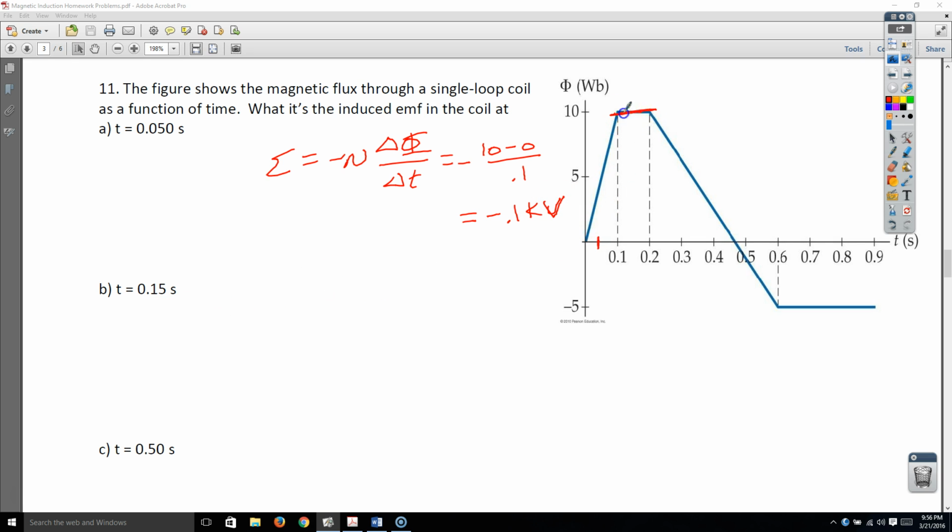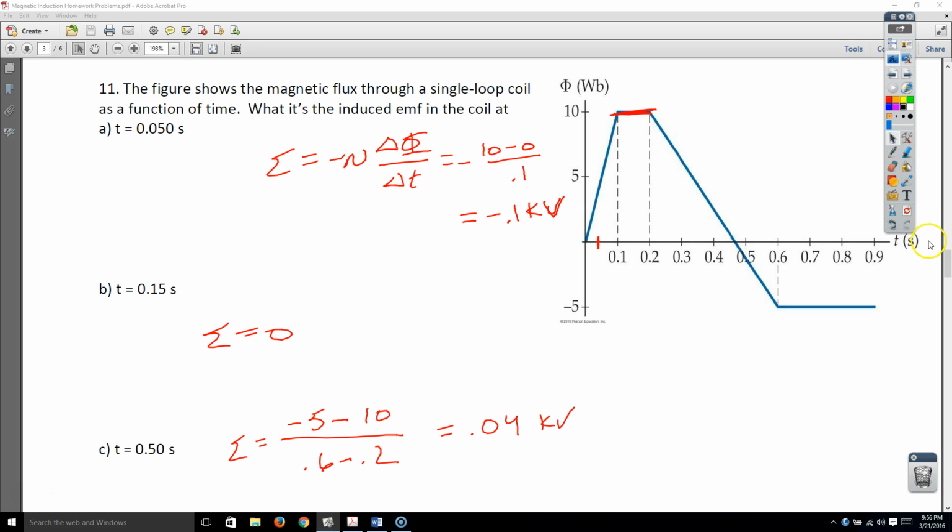For letter B, we see that there is no change in flux at all. So here our induced EMF has got to be 0. And then finally for the last one, notice we have negative 5 Webers, so that's final, minus the original, which is 10 Webers. And we're going to divide that by 0.6 minus 0.2. And so here we get 0.04 kilovolts, and that one's positive. So whenever you have a positive change in flux, you're going to get a negative EMF, and whenever you have a negative change in flux, you're going to get a positive EMF, and that's what you'll see as it goes through. That is number 11.